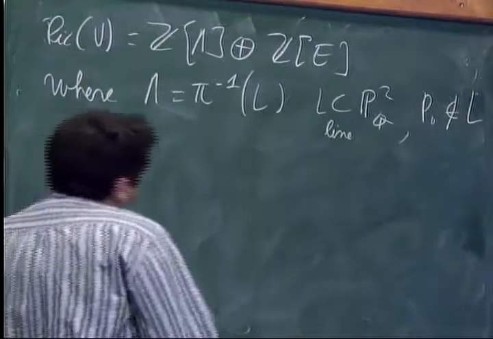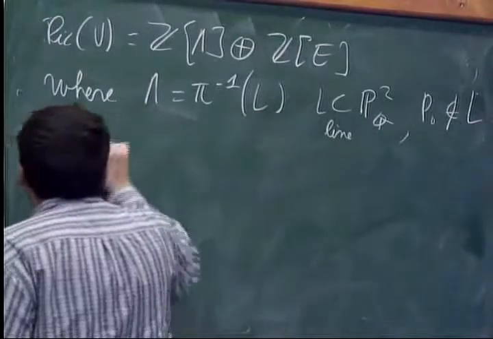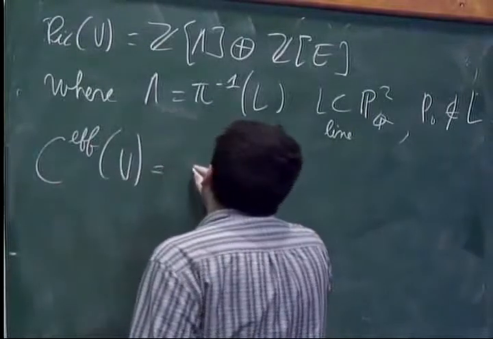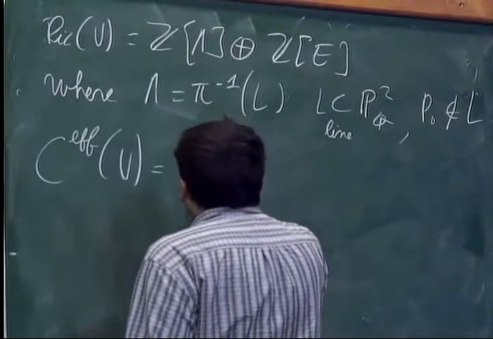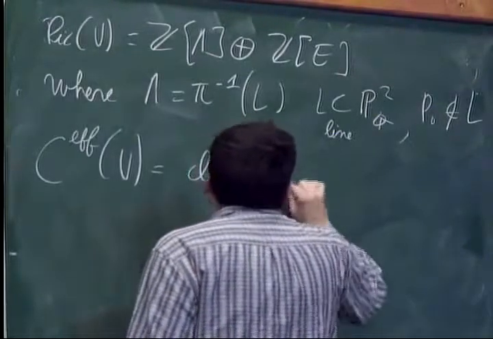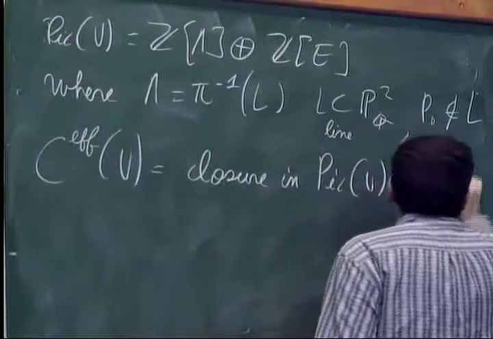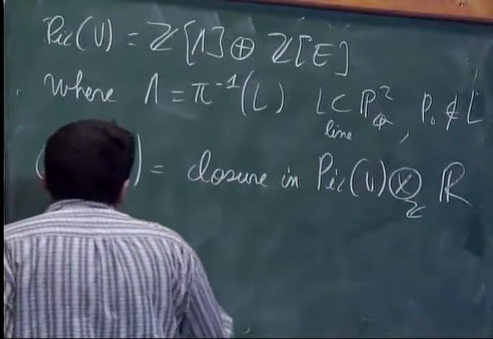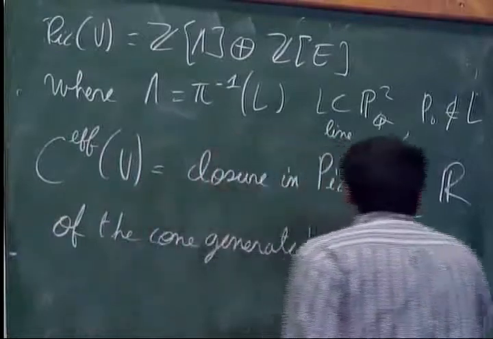And I can describe both the effective cones and the ample cone. So Cf of V, by definition, this is, let's say, the closure in the Picard group of V tensorized by R of the cone generated by the classes of effective divisors.